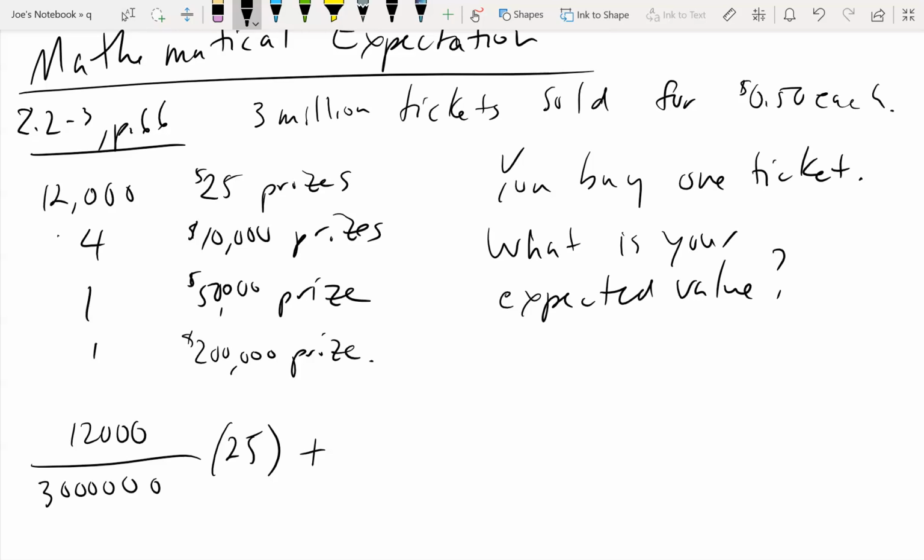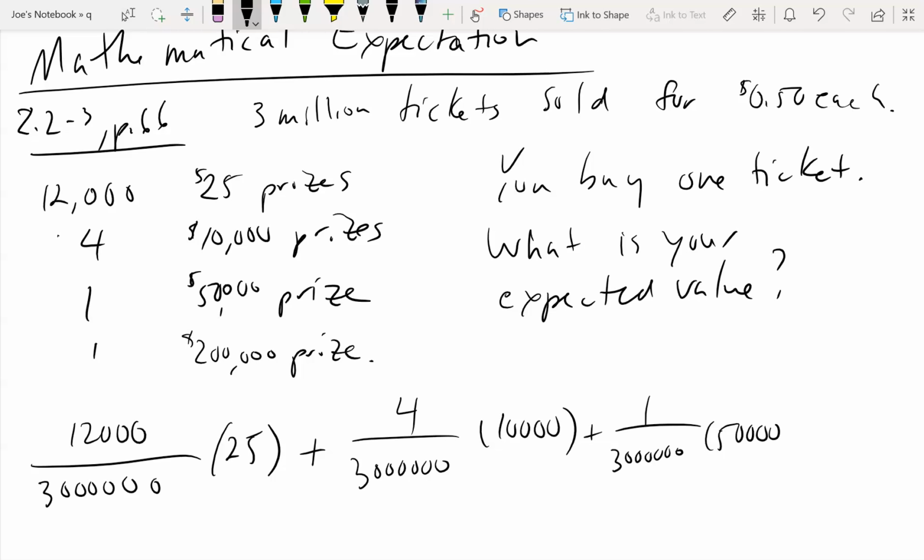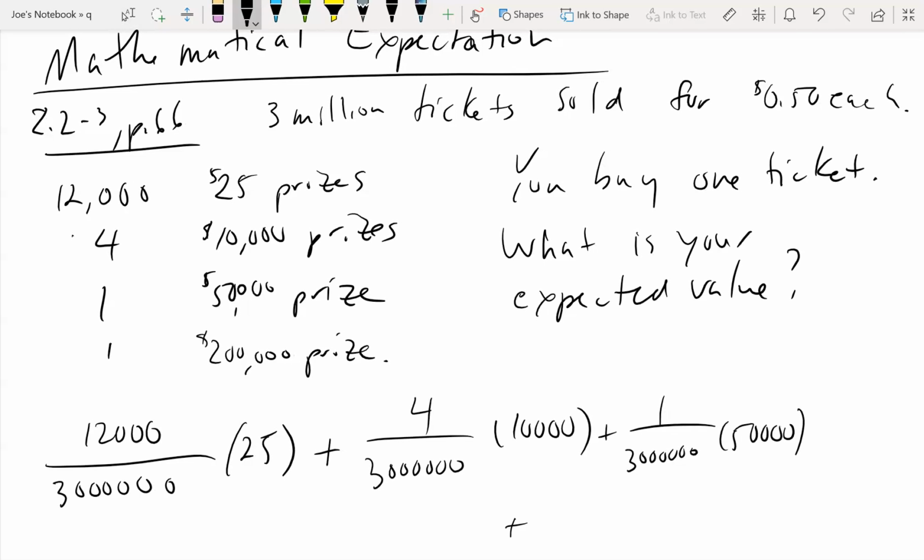What's your probability that you win one of the $10,000 prizes? The 4 out of the 3 million, right? That's your probability that you actually win. That percentage of the time, you'll win $10,000. So you would multiply that by 10,000. And then so on down the line. 1 time out of 3 million, you'll win $50,000. Right? And 1 out of 3 million, you'll win 200,000.